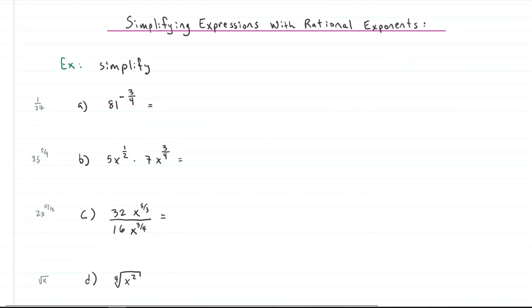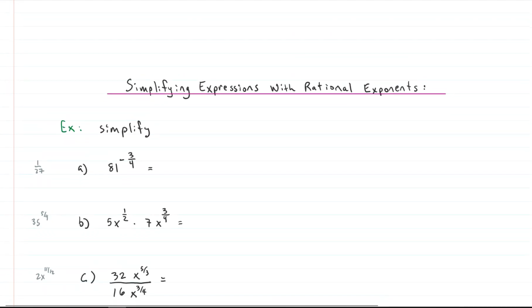First example, 81 to the negative 3/4. Well, first, let's deal with the negative. So that means this comes down, so 1 divided by 81 to the 3/4. Now, the exponent is positive. That's good, because exponents always need to be positive if they're simplified. And we've got 2 options.